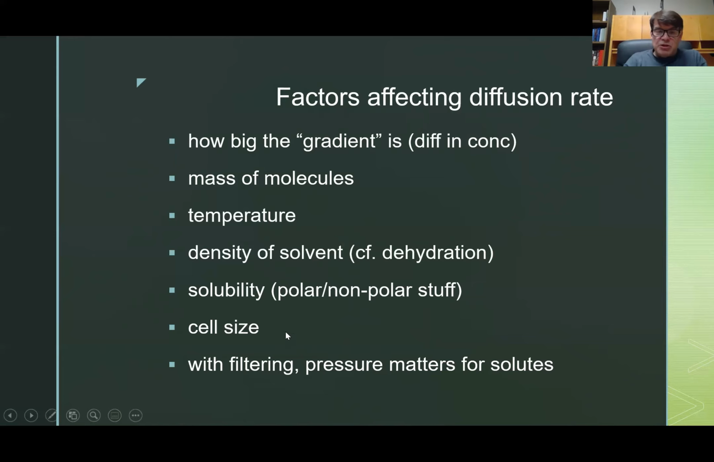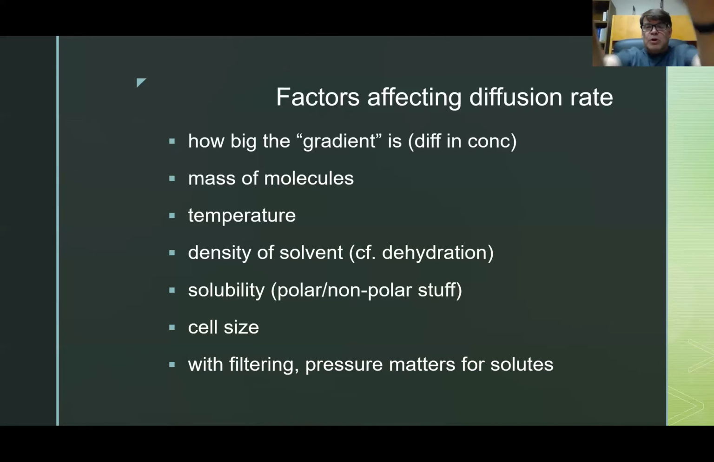That's the end of that section, but the end of diffusion mentions filtering. Filtering, like the kidneys filter stuff. Pressure helps. In the kidneys, there's pressure pushing stuff through, and high blood pressure, of course, can be detected if you have proteins in your pee. It's not supposed to be there. It's because there's too much pressure.